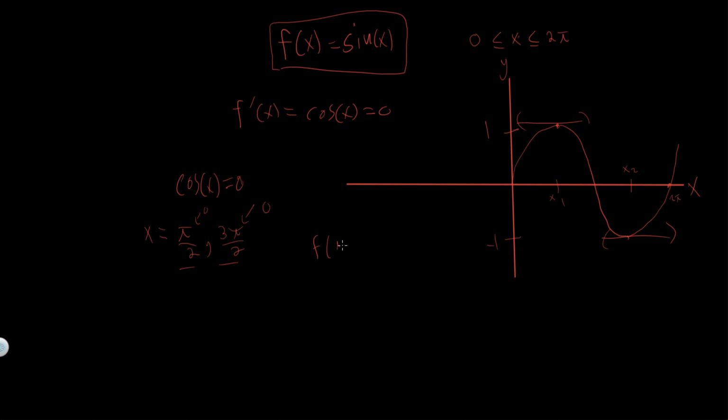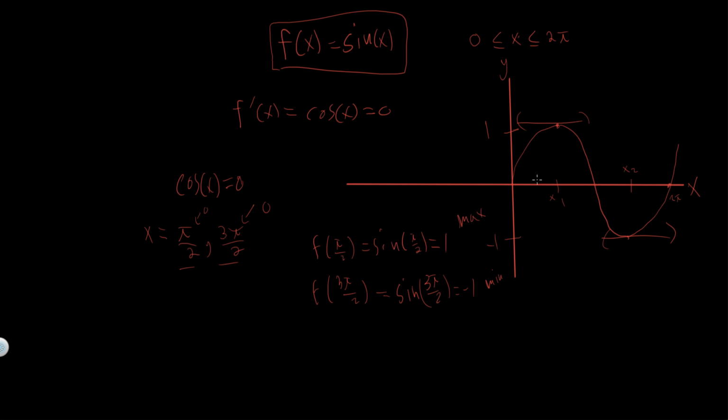So f of pi over 2 is sine of pi over 2. Well, sine of pi over 2 is 1. And then f of 3 pi over 2 is sine of 3 pi over 2. And that right there is actually negative 1. So the larger value is the maximum, right? And the minimum will be the smaller value.